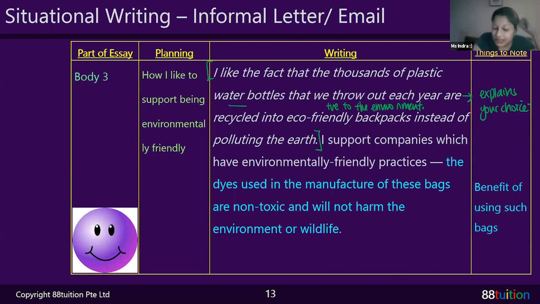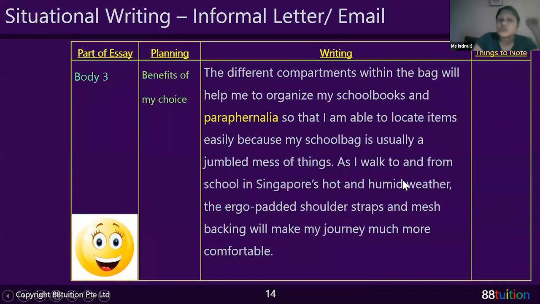Okay, I support companies which have environmentally friendly practices. The dyes used in the manufacture of these bags are non-toxic and will not harm the environment or wildlife. Okay, so basically this is the advantage to the environment and animals. Okay, students, so they tell you what the benefit is. Okay, so now you share. Okay, by choosing this choice, how does it help? Not only you, but the other factors as well, right?